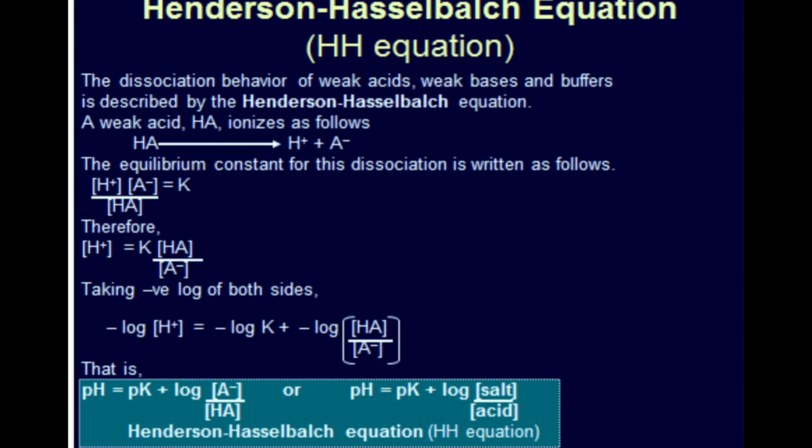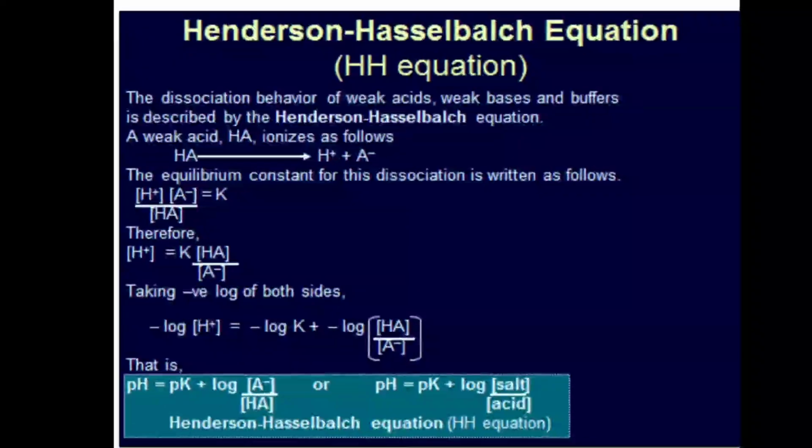pH is equal to pK plus log A minus over HA, which can also be called pH is equal to pK plus log salt by acid. Okay, so this equation only you need to remember, last one.